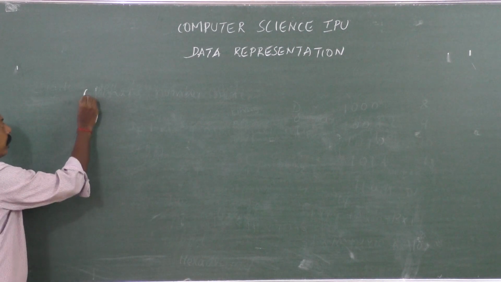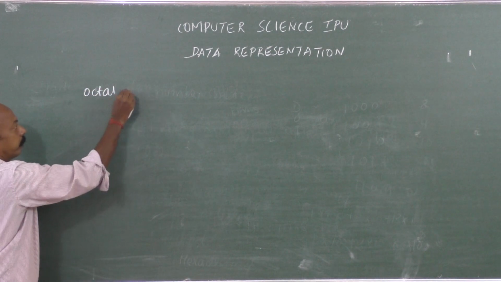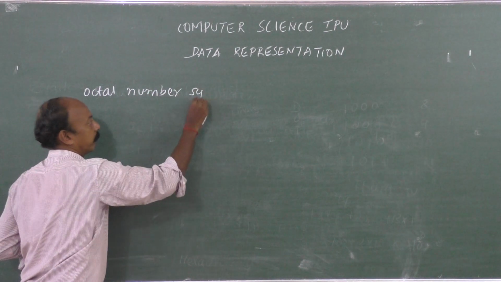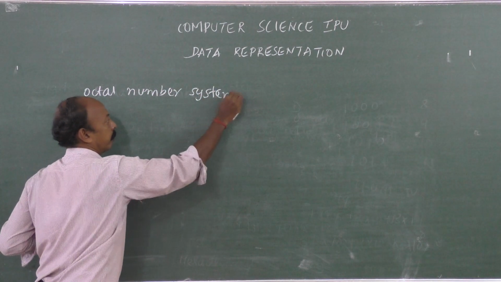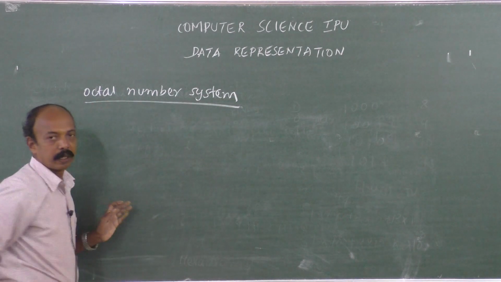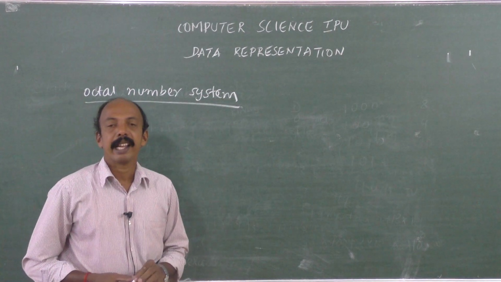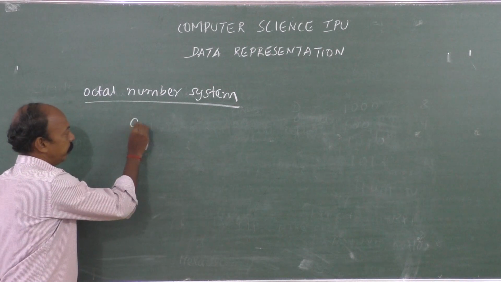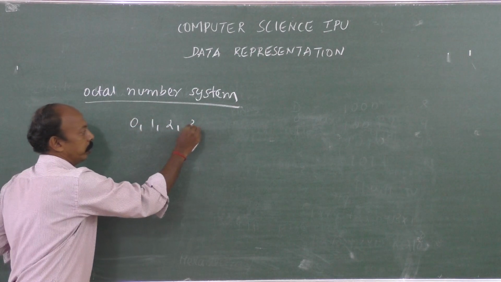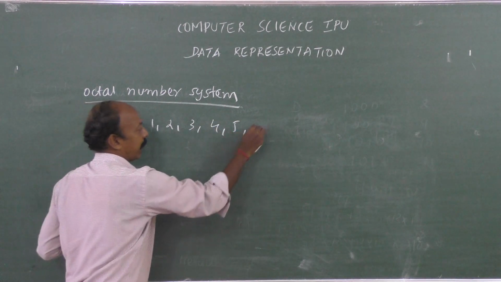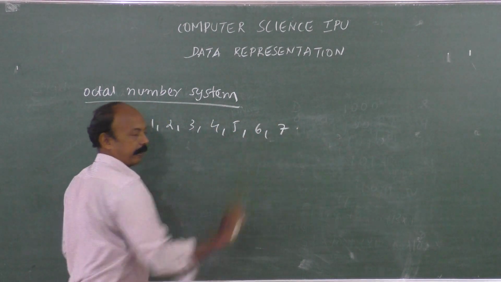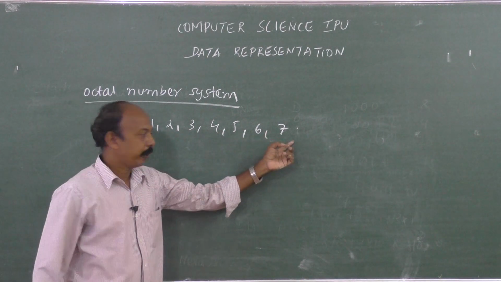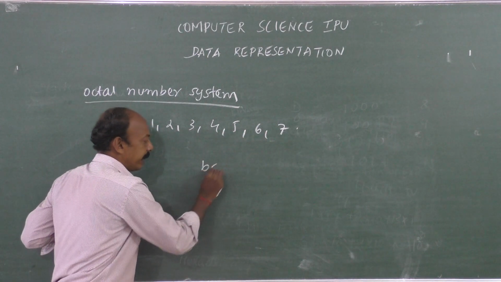Next one is the octal number system. Octal means 8. So how many symbols can we have? 0, 1, 2, 3, 4, 5, 6 and 7. Starting from 0 up to 7, we have a total of 8 symbols.